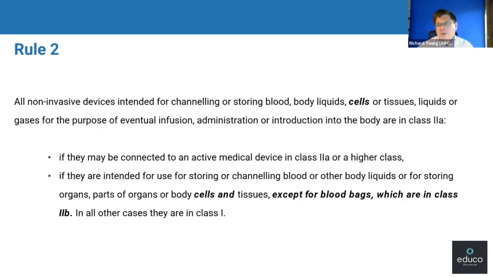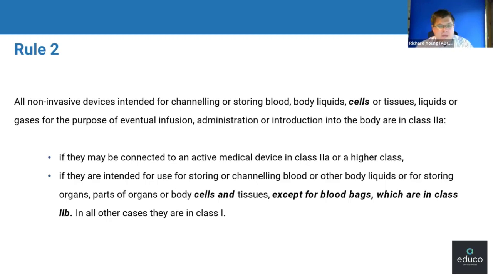Rule 2 is a bit more complicated. It's still talking about non-invasive devices, and it's talking about specific cases here: channeling and storing blood, body liquids, cells, tissues, and those sorts of things for evaluation, eventual infusion, administration, or introduction into the body. Those are class 2A. So what we're talking about here is things like blood storage bags, or things that might hold cell samples as we go through here. But this is what this rule is talking about.